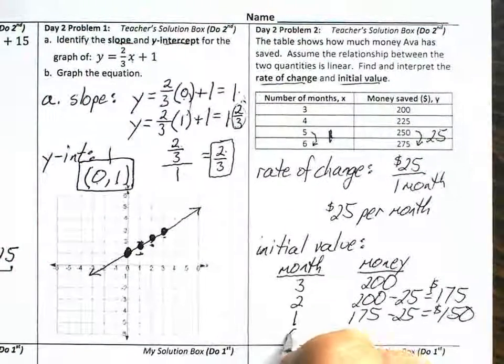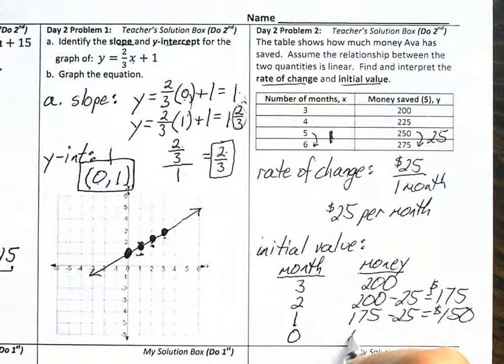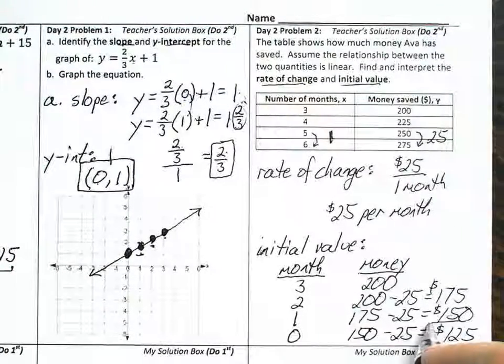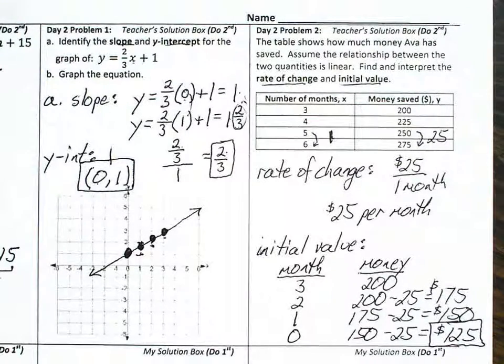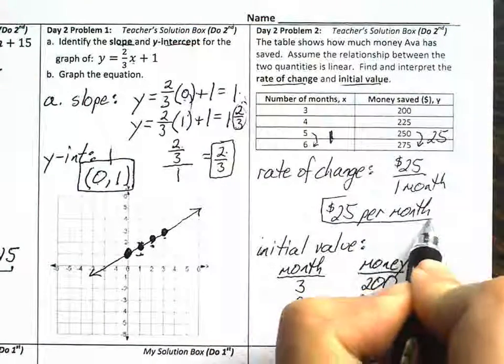And then what about the 0th month? That is when she started, the initial value. 150 subtract 25 is $125. So her initial value was $125, and her rate of change is $25 per month.